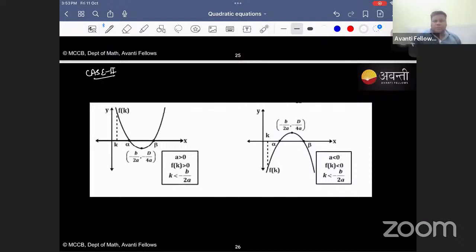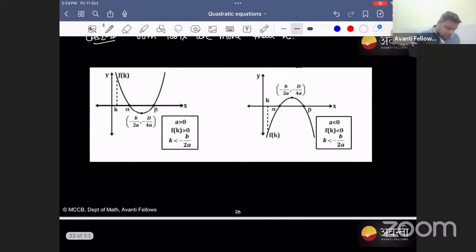See, you don't have to remember any case. You just learn, understand the cases. Whenever a question comes up, you draw the diagram. It's a parabolic diagram always. You draw the diagram and analyze the situation. Second case is what? Both roots are more than k. In the second case, it is both roots are more than k.